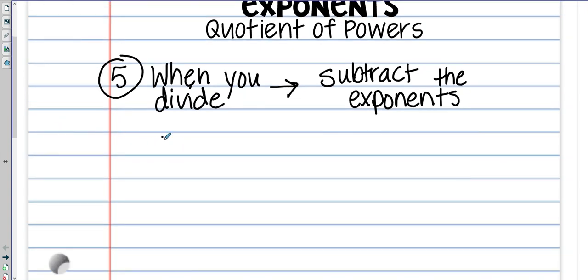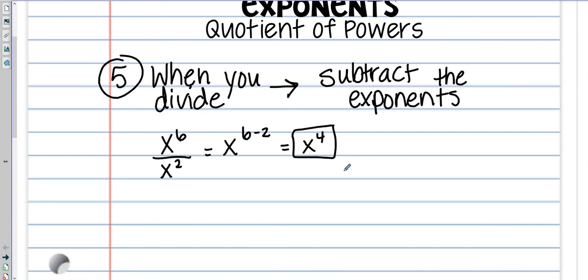For example, if you have x to the 6th power over x to the 2nd power, notice how the bases are the same. We are dividing. So what you're going to do with the exponents is you're going to subtract them. So you get your base and you're going to subtract the exponents. Now, because the 6 is in the numerator, that's what goes first. So it's 6 minus 2, okay, which ends up being x to the 4th power. And here's our final answer.